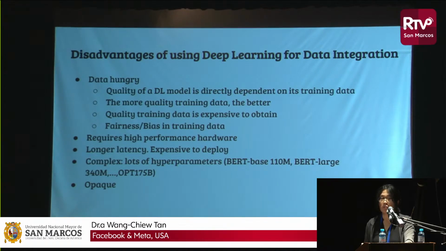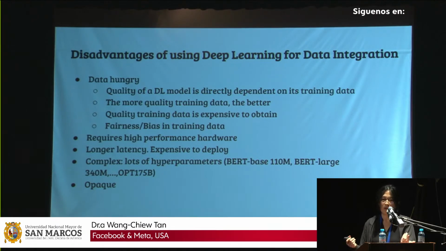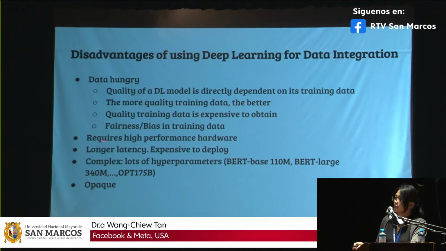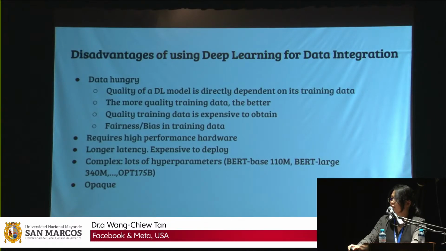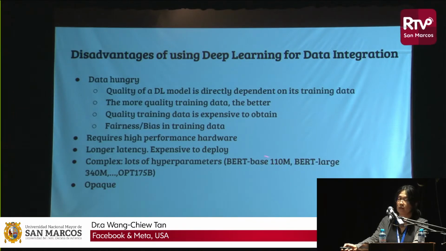So think about doing matching between jobs and candidates, right? That's where you want to worry about how you train your model to match or not match, such important decisions, right? Another disadvantage is that it requires high-performance hardware to execute deep learning models. They tend to be slower and more expensive to deploy. And there are lots of hyperparameters to tune, right? These days you get models with 175 billion parameters. In the older days it was already 100 million to worry about, okay?